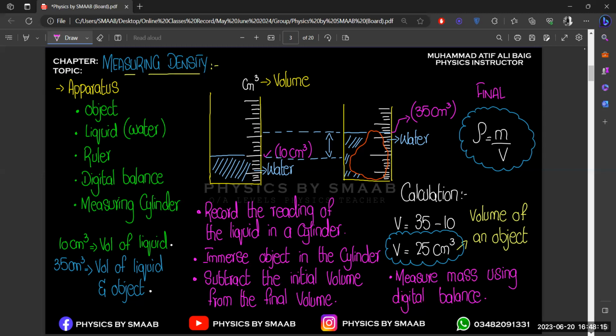Any confusion? No, sir. So this is very much important because tomorrow when we talk about the questions, you will observe that many questions are related to this concept, which is related to measuring density.